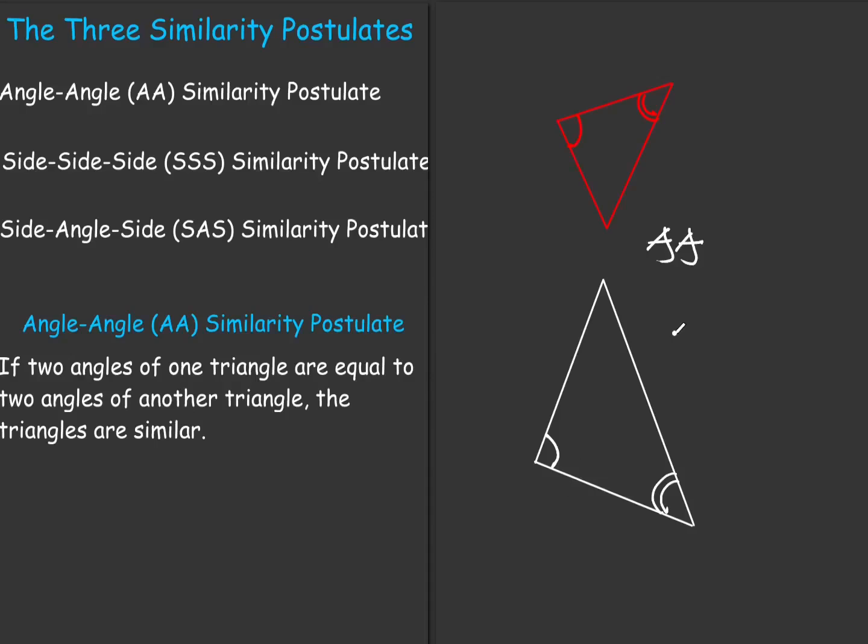You see how very simple it is. Understand what the postulate says. Look at the triangles you have. If it satisfies that postulate, you make your conclusion. The angle-angle similarity postulate is saying that you check the two triangles. If at least two angles are equal, then it simply means the triangles are similar. And that's the easiest of the postulates. Actually, they are all easy though. So let's look at the next postulate.